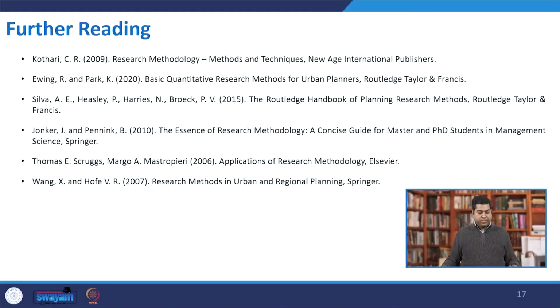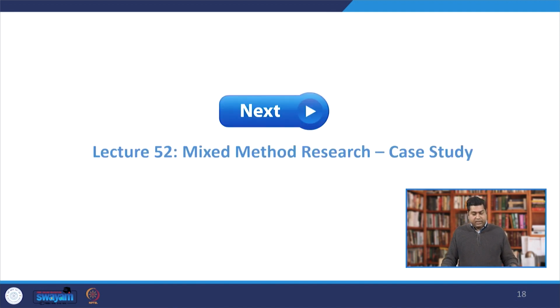With that I conclude here, and next we will be discussing a case study. These are some references that you can go through to get more on this particular topic. Next, in lecture number 52, we will be discussing one case study of such mixed method research, where one method is used to get a certain relationship between certain parameters, and the other method is trying to compare it and confirm whether it is true or not.